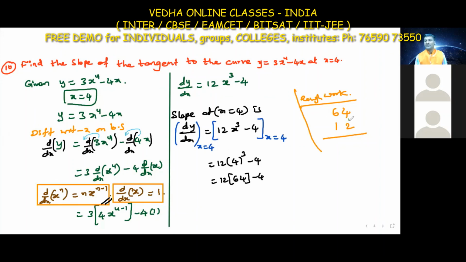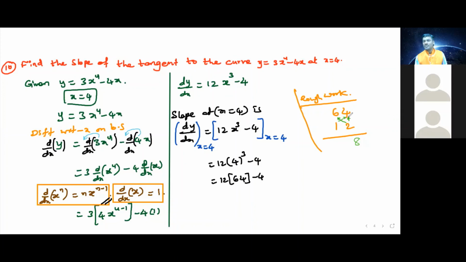4 into 2 is 8. 2 6s are 12. We write like this. And 1 4 is 4, we write this. 1 6 is 6. We write like this only. So I'll do it like this: 2 4s is 8, I have written, 2 6s are 12. This method is called the 1 into 1 method.